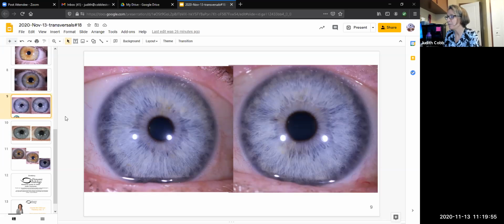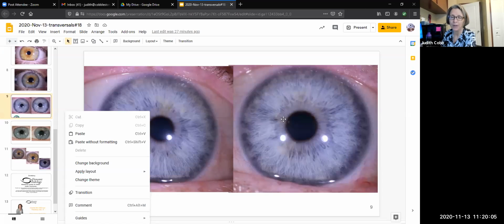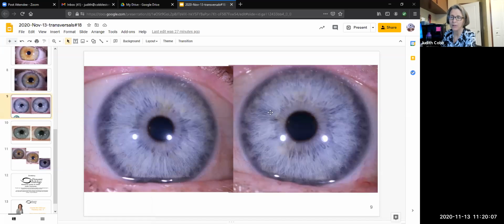So here we have another beautiful set of blue eyes. And as we look at these beautiful blue eyes, we are looking specifically right over here. There's a particular thread, a particular trabecula. Can you see this one trabecula? Right here, do you see this? This trabecula is connecting the heart zone to the spleen zone, and we call it a heart-spleen transversal.